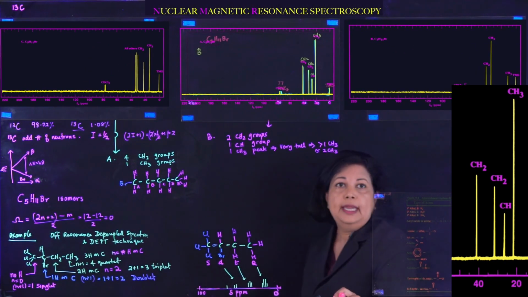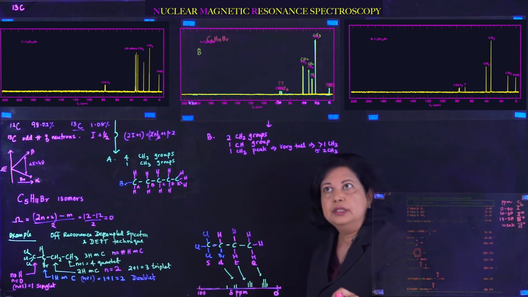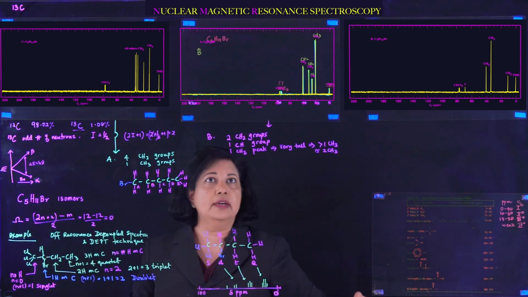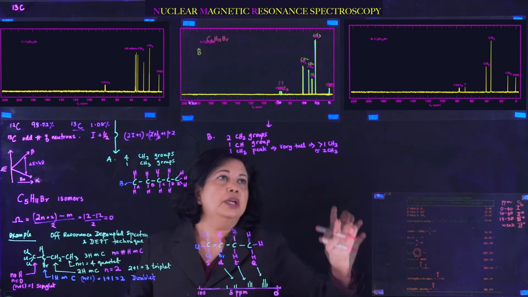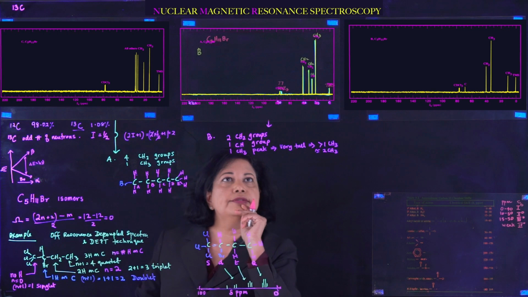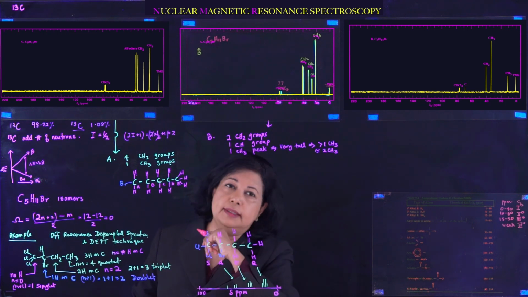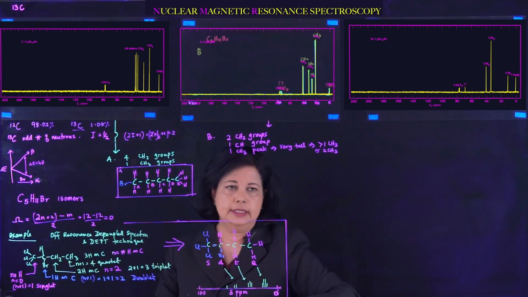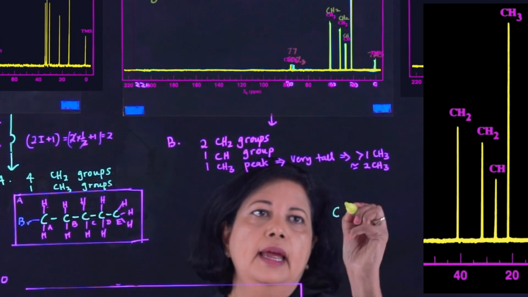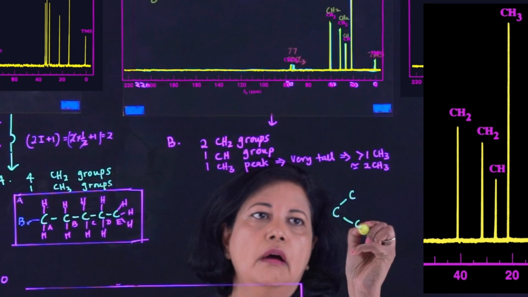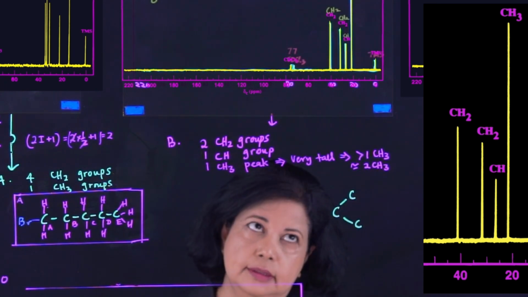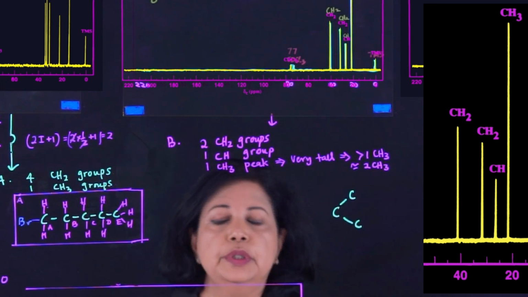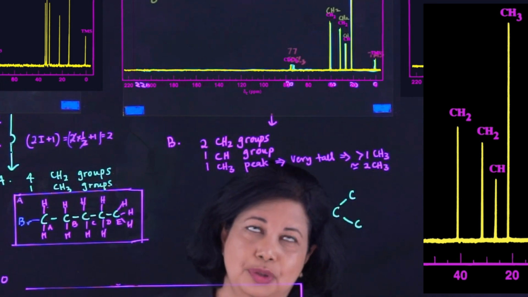So what would be a possible structure for this? Two CH2 groups, a CH and a CH3. Well, let's try putting it together. Two CH3s. How would you have two CH3s that are identical? They've got to be on the same carbon. So here's a carbon, and it's got two carbons on it, so these are identical. So these are probably the two methyl groups. So you have an isopropyl structure.